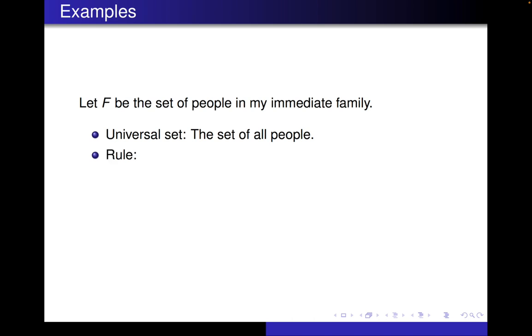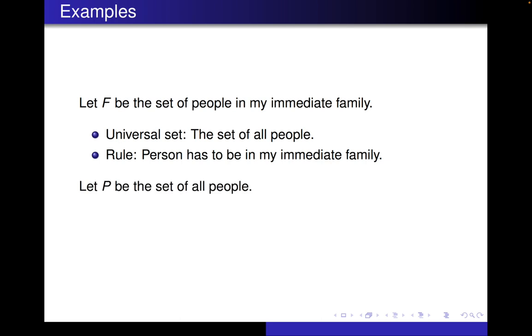And then I'm going to set my rule. And the rule is pretty straightforward. The rule is the person has to be in my immediate family. So first of all, I'm narrowing my attention just to people. And then among those people, I'm then using the rule to say I just want the people that are in my immediate family. So if I want to write this in set builder notation, here's what I'm going to do.